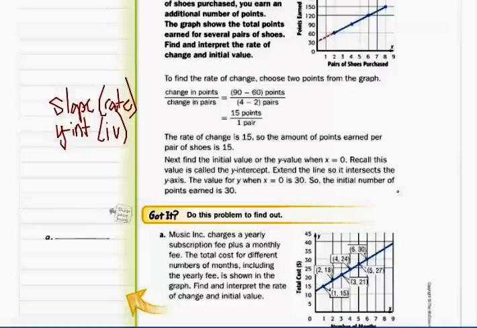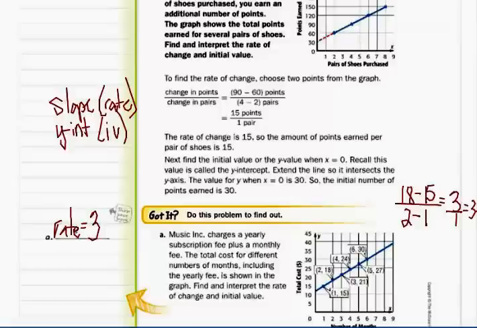So if I do y2, 18, minus y1, which is 15, over x2, which is 2, minus x1, which is 1. We get 3 over 1, which is just 3. So the rate is 3.